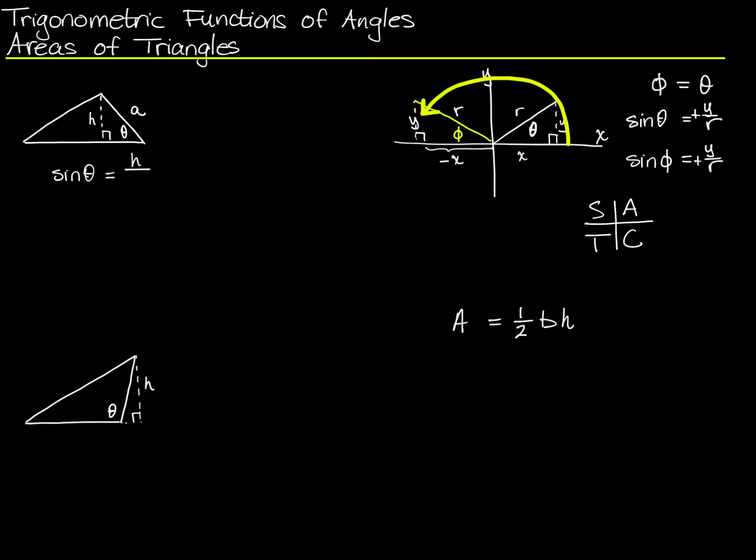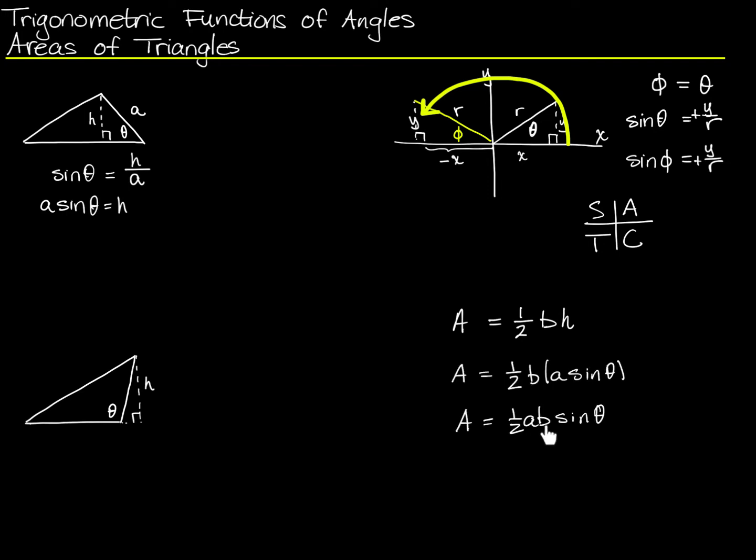So my sine of theta is h over A, height over the side A. Now, if I multiply both sides by A, I get A sine of theta equals h. And I can replace h here with A sine of theta. So I get area equals 1/2 B times A sine of theta. And if I tidy that up, I get 1/2 times A times B times the sine of theta.